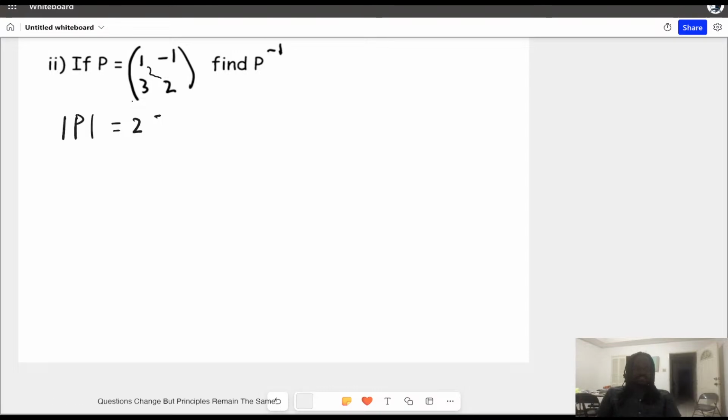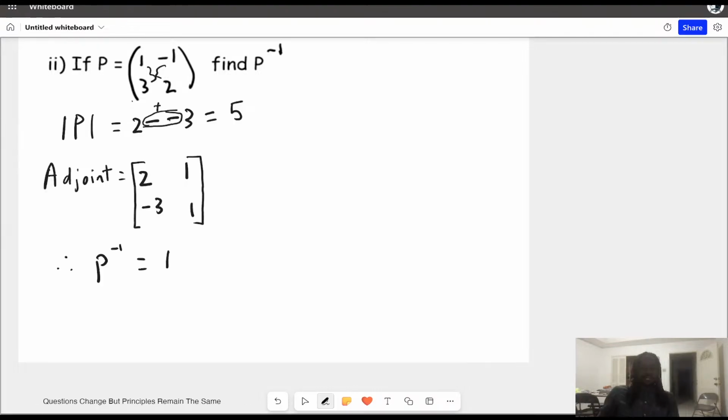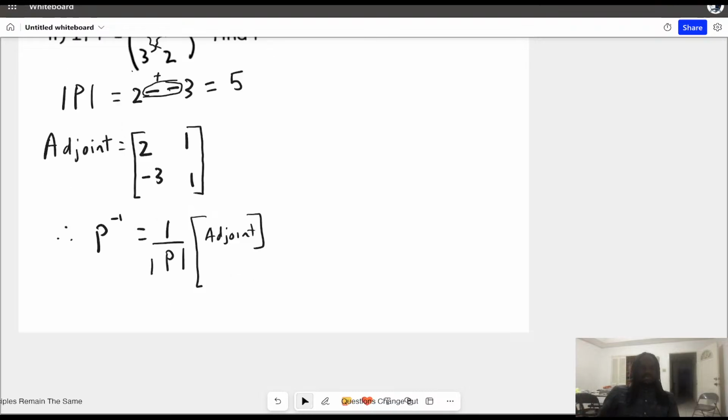So minus the product of the non-determinant, and I multiply that by my adjoint. So what's my determinant? That's 5. So 1/5.